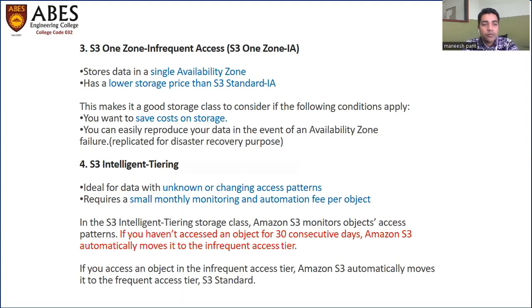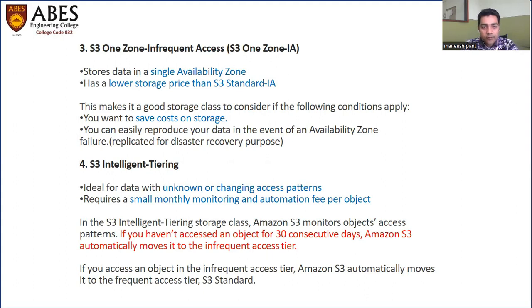The third type of storage of S3 is S3 one zone infrequent access. Now what are its characteristics? First, it stores data in a single availability zone. As the name suggests, it stores the data in a single availability zone.